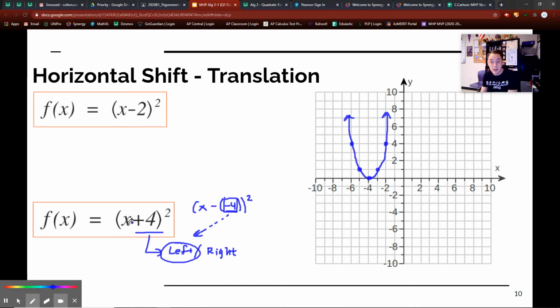All right, so this is what the graph looks like right here. You're just moving it left. So left 4, and then it goes up. Perfect. That's it.